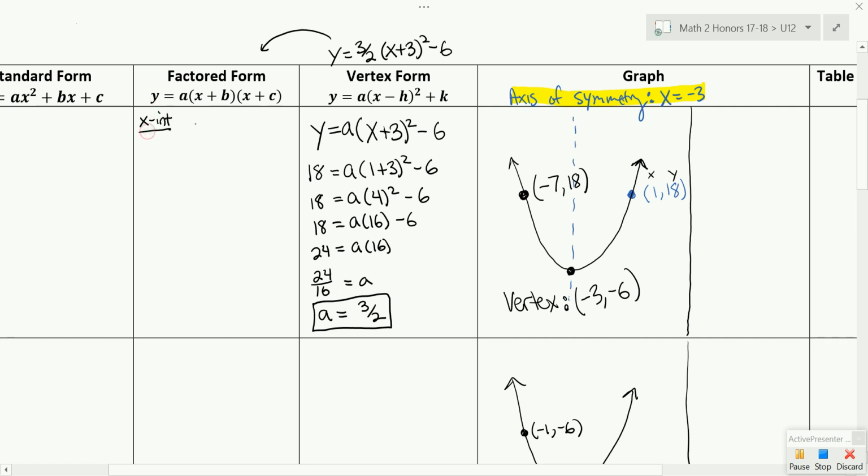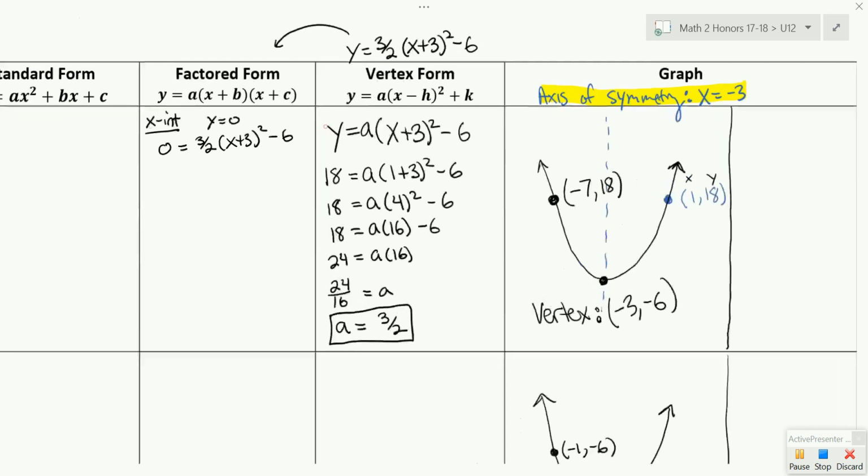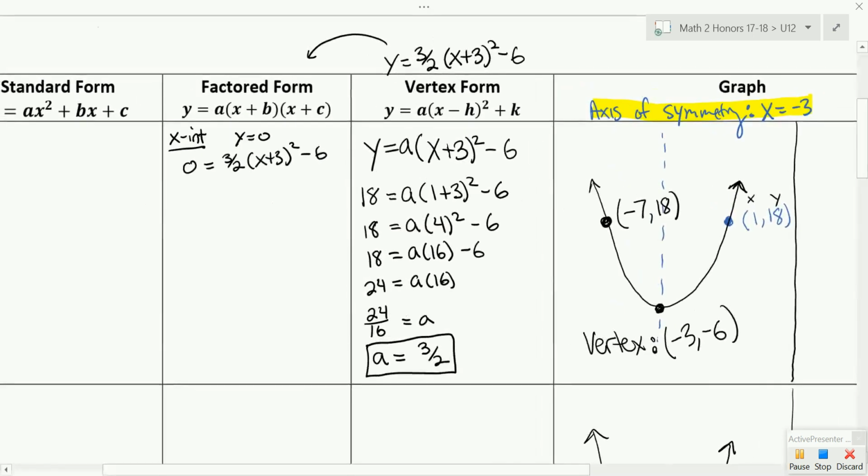So for my x-intercepts, I'm going to let y equal 0. So 0 is 3 over 2 times x plus 3 squared minus 6. And now we need to solve again. This is not factored, so you can't set the factors equal to 0 and solve. You actually have to do something like we did for a and solve it.